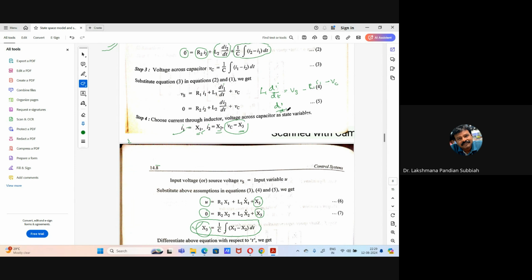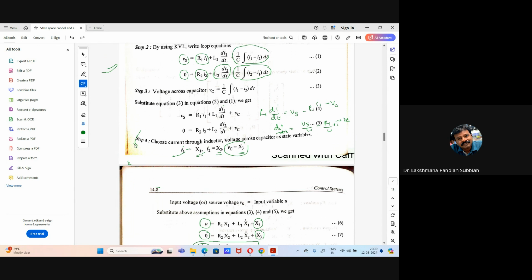di/dt equals Vs by L1 minus R1 by L1 times I1, then minus Vc. That Vc we now take as x1, x2, so here we have to take this one as x1. So we are writing that equation in the form of R1 x1.